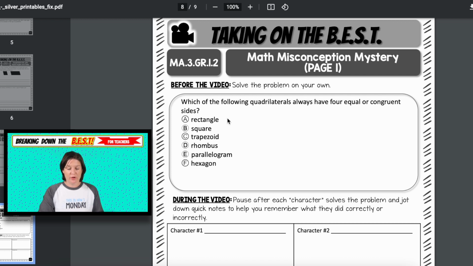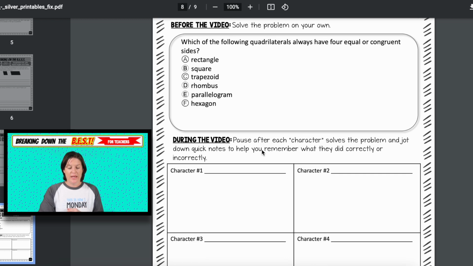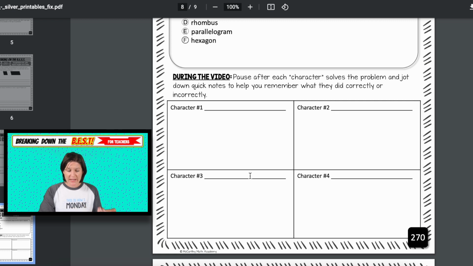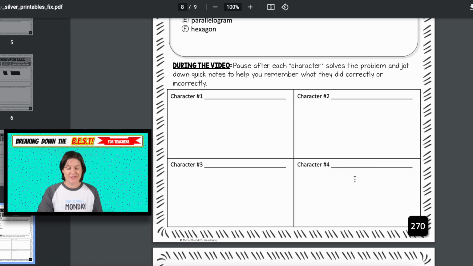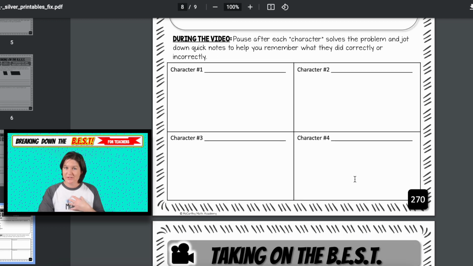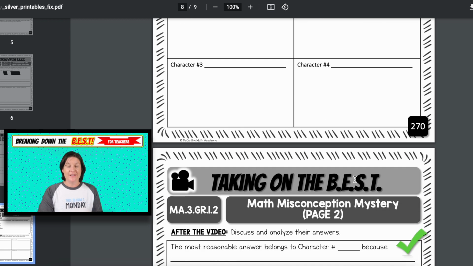First, your students will solve this problem on their own, and then they will press play and watch as 4 characters solve the same problem. 3 of those characters are going to make a mistake that students commonly make, and only 1 of them has the correct answer. By the way, these characters are just me dressed up in silly costumes, and it's a lot of fun.